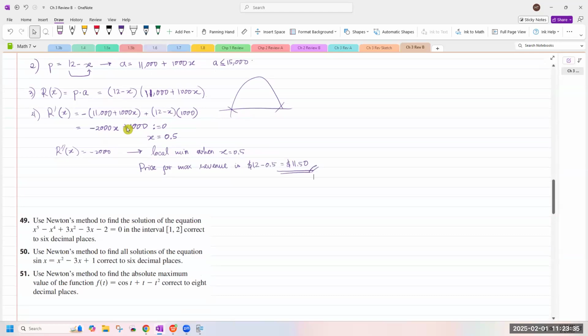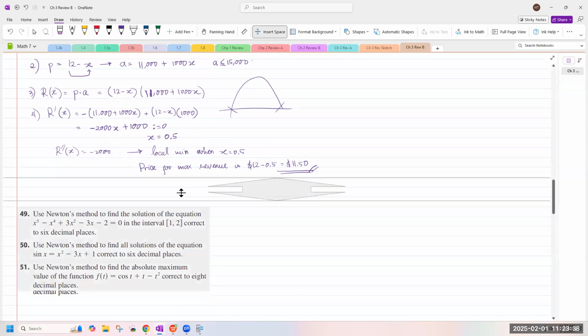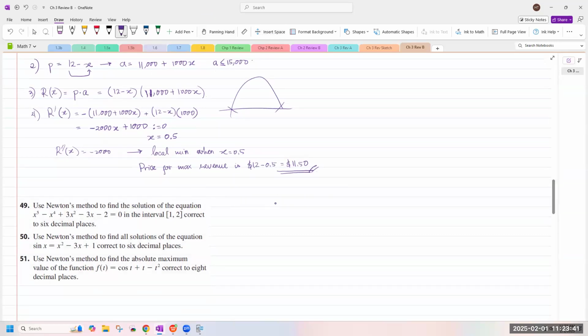Okay. Now number 49 and on, we use Newton's method. One of the key steps in Newton's method is you need to define the function first and set it equal to 0. In this case, they already give it to us. This is the polynomial, set it equal to 0, but you need to explicitly say that f(x) equals x to the 5th minus x to the 4th plus 3x squared minus 3x minus 2. Now they tell us that there's a solution between 1 and 2, and it must be done. You can check that using the intermediate value theorem.